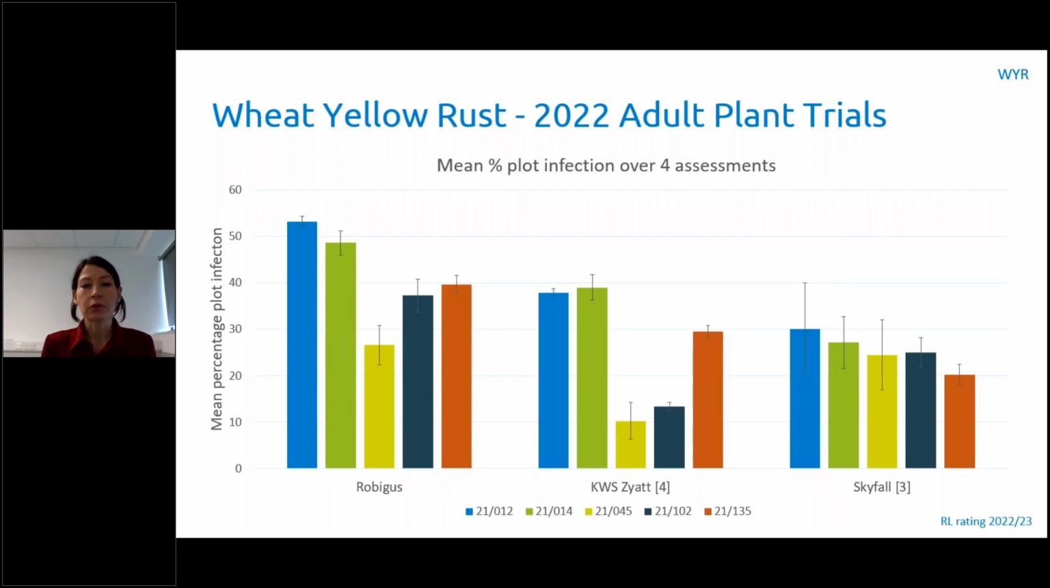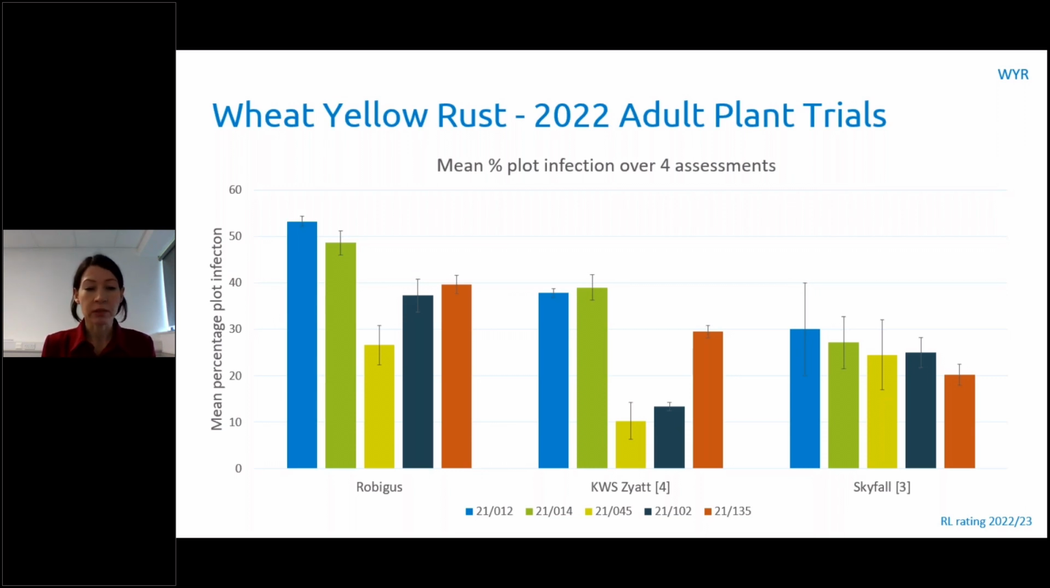So these are the results of the adult plant trials. I'm not going to go through every variety because obviously there are a lot, but I'll take you through some of the results, and I've expressed it as a mean percentage plot infection over 4 assessments, and these assessments started at growth stage 50. Each colour on your charts represents a different isolate. So for blue, we have the isolate 2112, and then in green, we have isolate 2114, and so on.